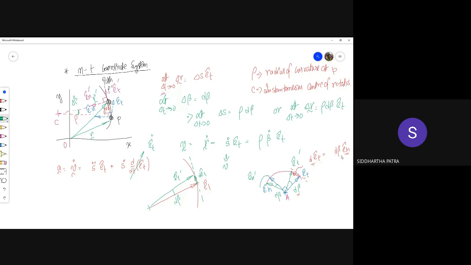Okay, but what about the magnitude of det? Because det is not a unit vector, it's a differential quantity, so its magnitude is the arc length. Now how do you measure the arc length along a circle? It's simply the radius times the differential angle. Now the differential angle is d beta, but how much is the radius? So it is 1. So this tells you that et dot is simply beta dot en.